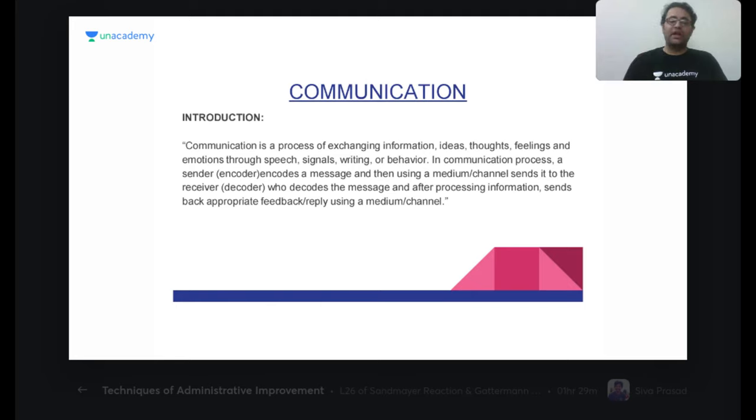That means the person to whom you sent your message has received it successfully in the same sense in which you sent it, and he has given you a feedback. All right, are we clear so far?